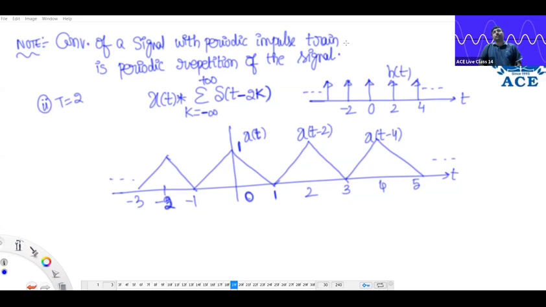This question may be framed indirectly also. Output is periodic repetition of input means compulsory what is the system nature? Periodic impulse train. Output signal is repetition of input means compulsory the system is a periodic impulse train. Other way also the question can be framed.